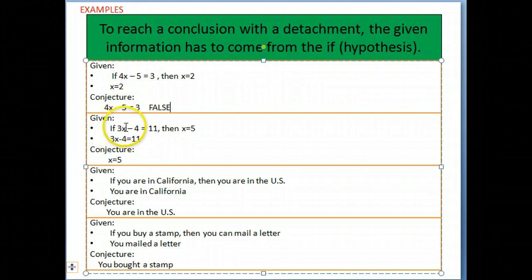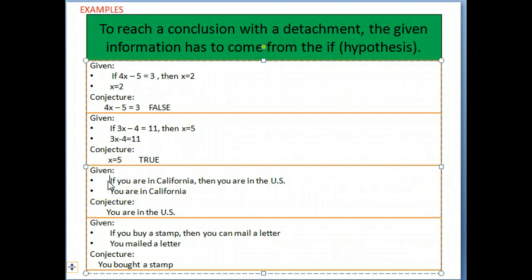Given that if 3x minus 4 is 11, then x equals 5. That's our rule, our law of detachment. Here is our next given information. 3x minus 4 is 11. And their conjecture was that x would have to be 5. That one works. This one is true, and it's because our second piece of given information came from the if portion of the statement. So this one is true.